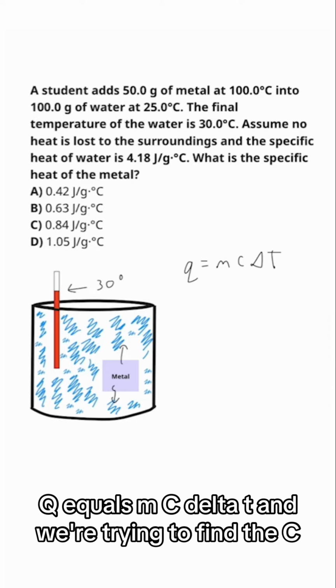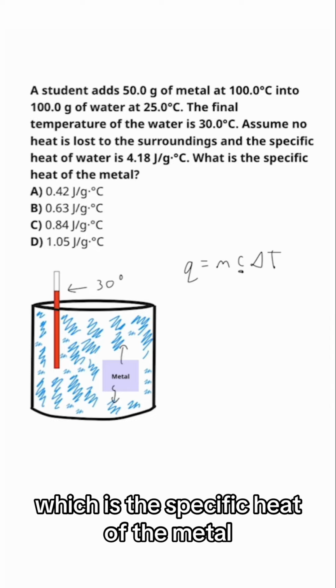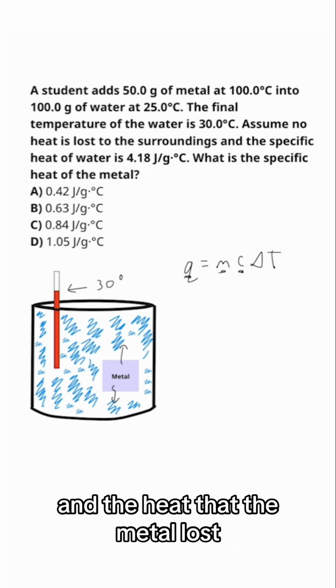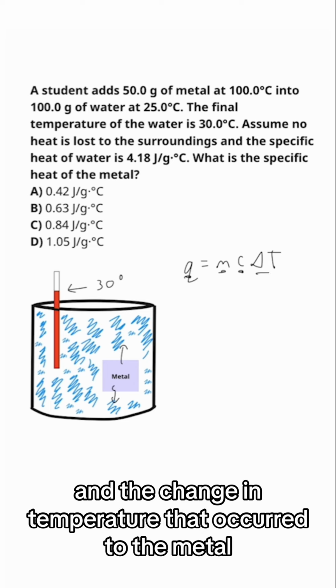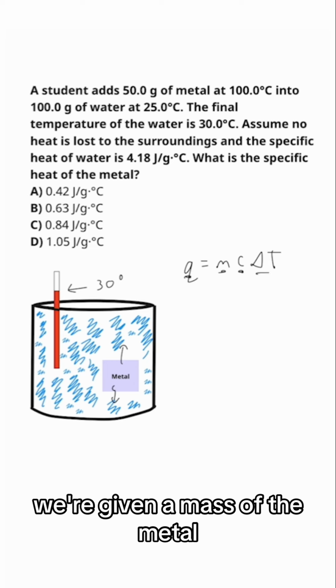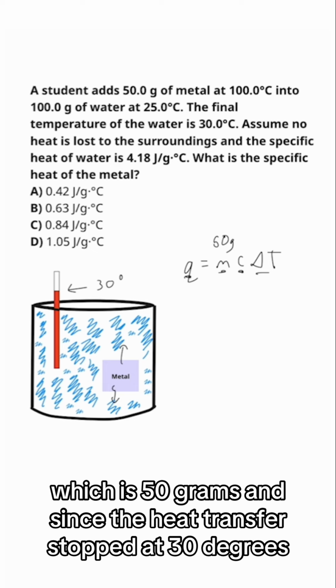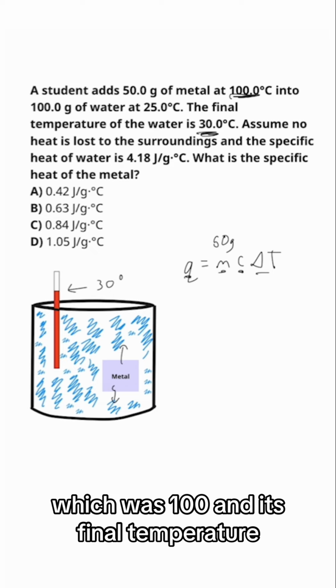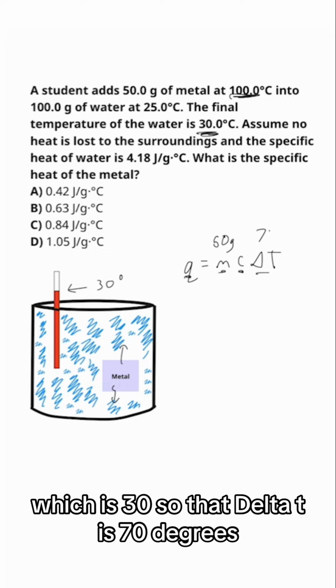And we're trying to find the C, which is the specific heat of the metal, which means we need to use the mass of the metal and the heat that the metal lost, and the change in temperature that occurred to the metal. We're given the mass of the metal, which is 50 grams, and since the heat transfer stopped at 30 degrees, then we can find our delta T by finding the difference between the metal's original temperature, which was 100, and its final temperature, which is 30, so that delta T is 70 degrees.